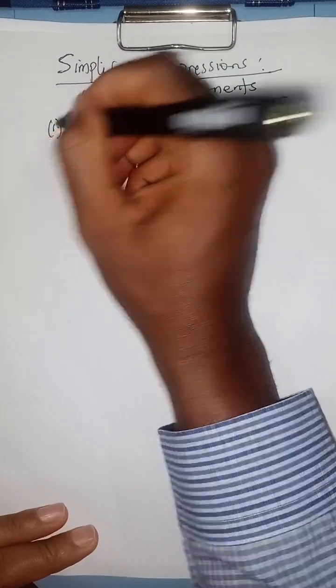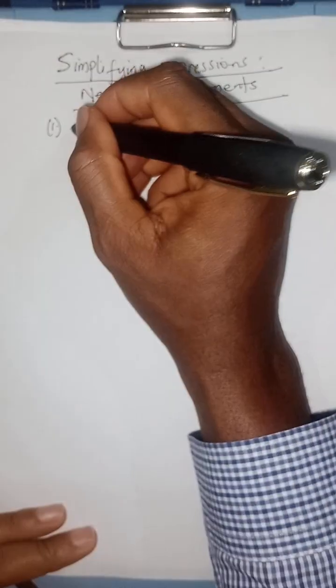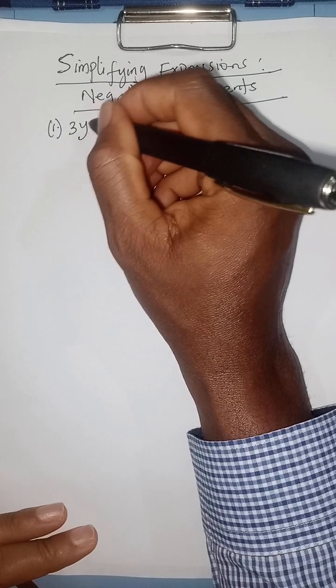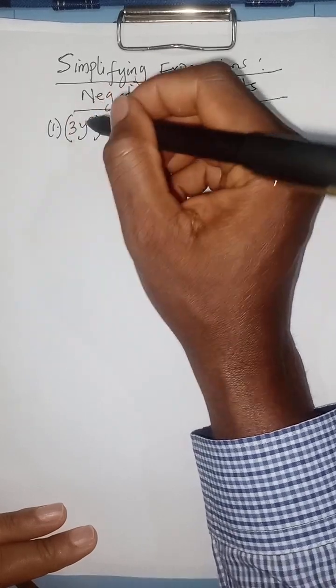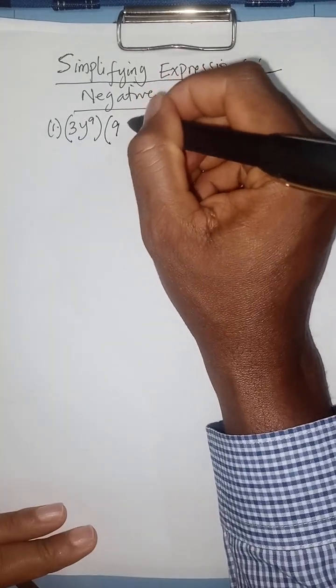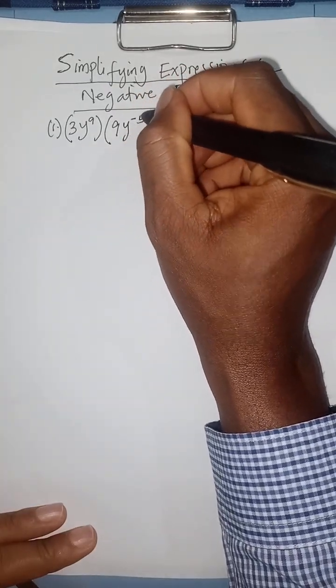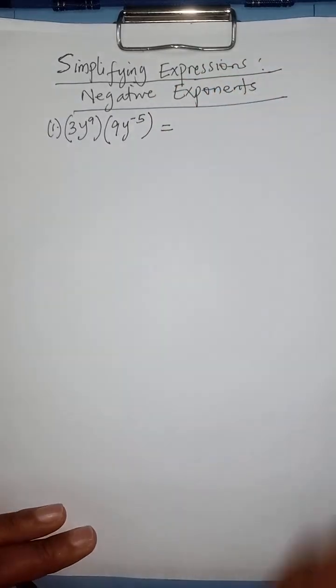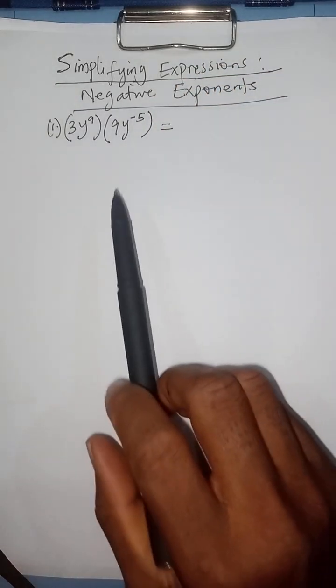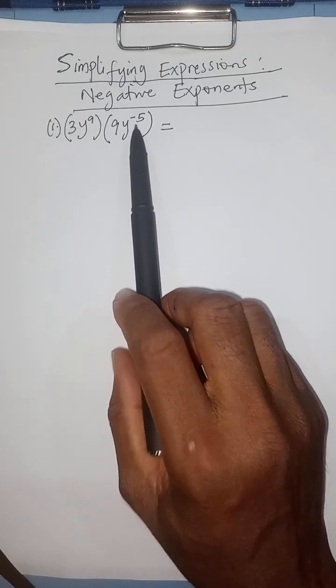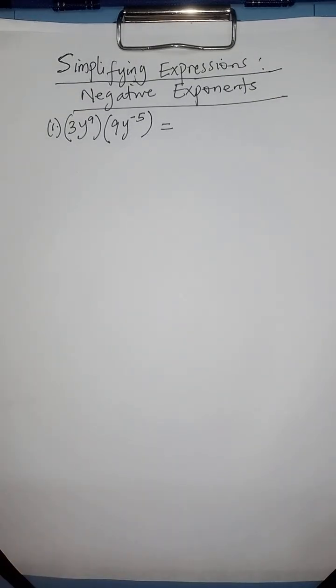Let's start with number 1. If you have to simplify 3y raised to power 9, in brackets, open brackets 9y raised to power minus 5, what would you do? In this question, we'll have a negative exponent, minus 5. The same principle governing positive exponents is the same principle that governs negative exponents. The only thing is that you have to be careful with the negative sign.